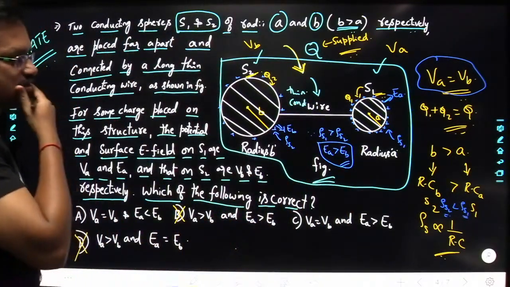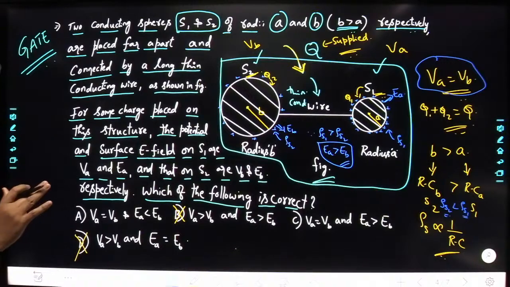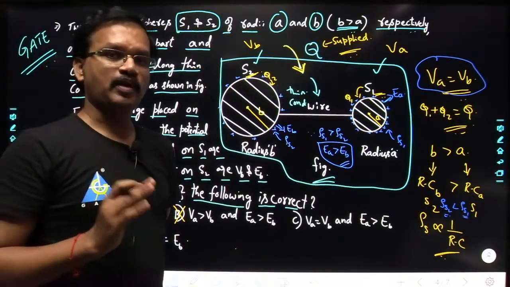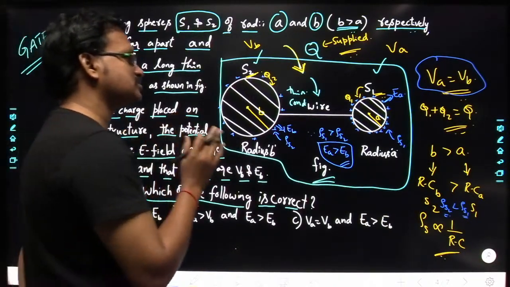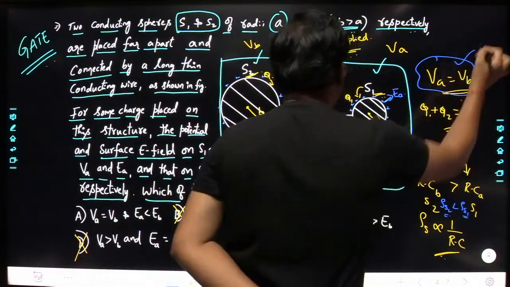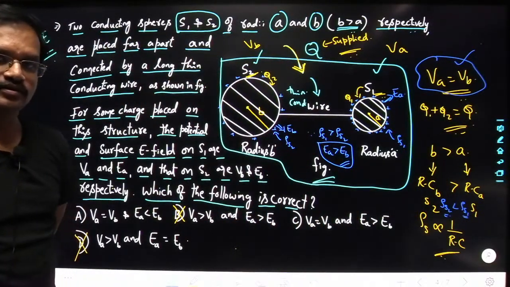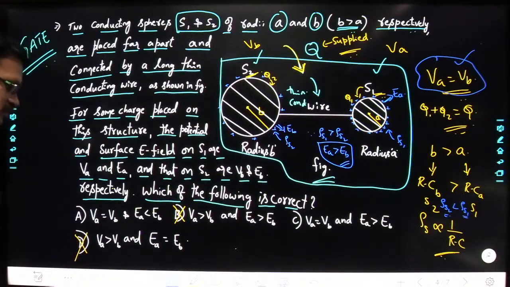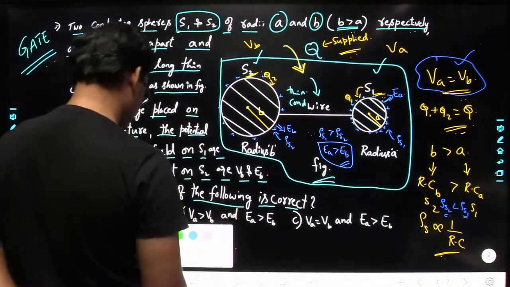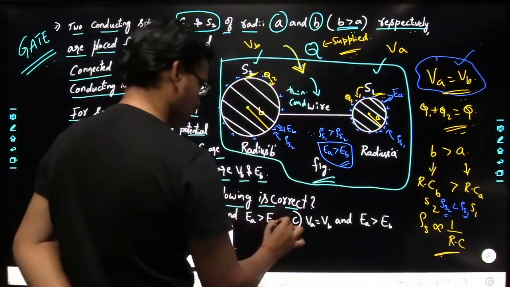So just without solving the problem, just with the help of the properties, we can guess the answer, that is VA must be equal to VB and EA is greater than EB. So which one is the correct answer here? Our guess is option C.